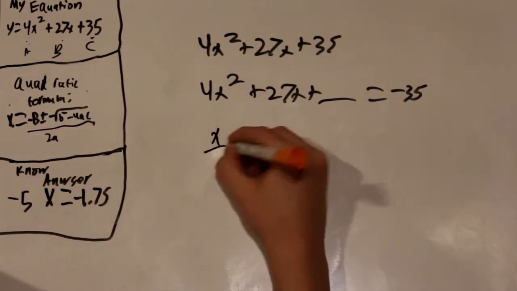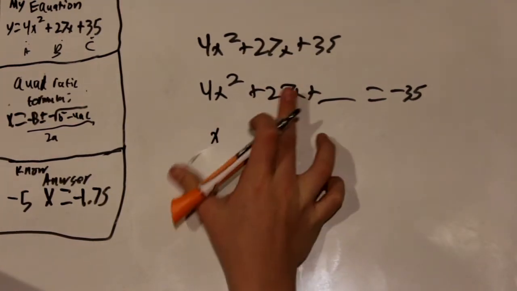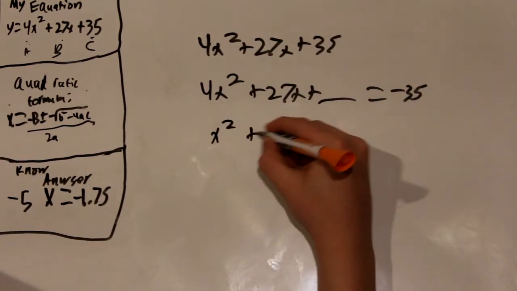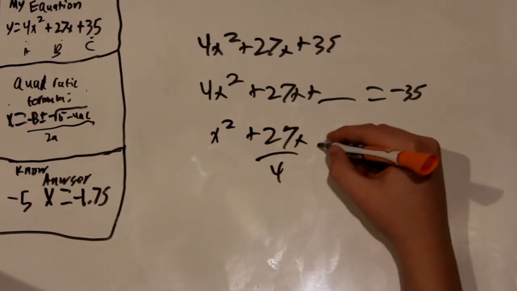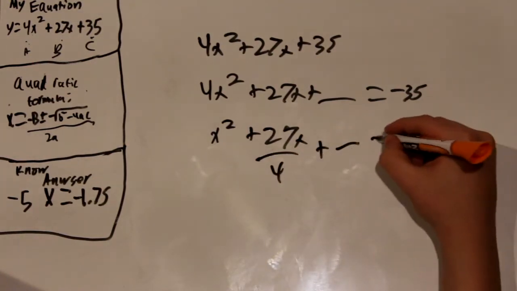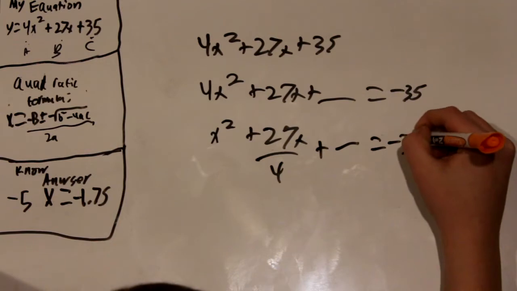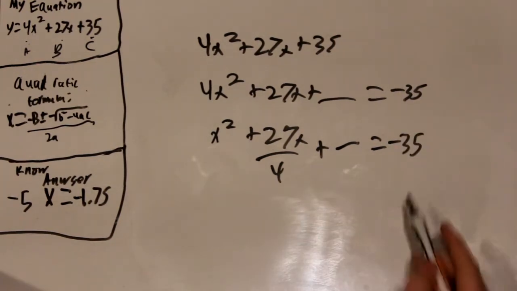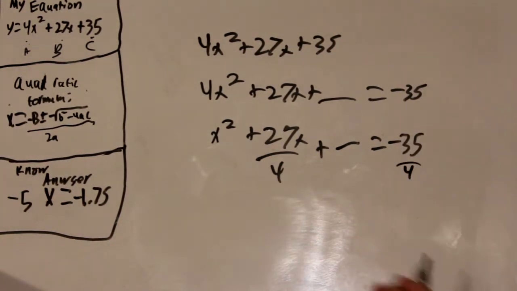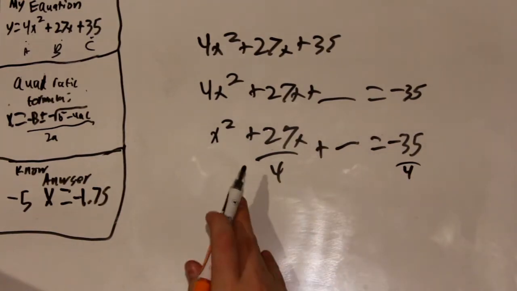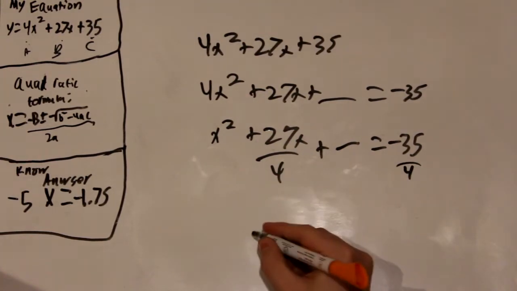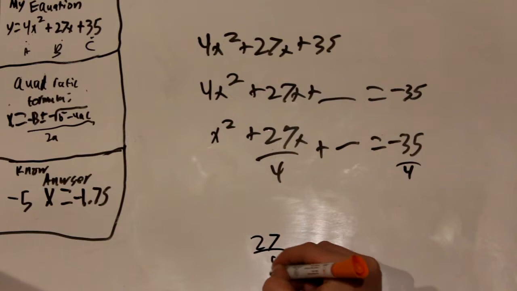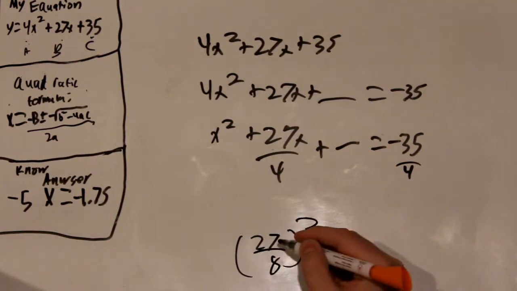So this becomes x squared plus 27x over 4 plus blank equals negative 35. And then we do the other side by 4 as well. So now we're going to have half of this squared, so half of that is 27 over 8. And we take that and we square it.